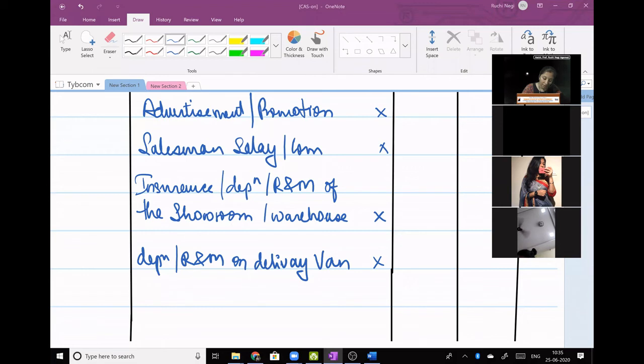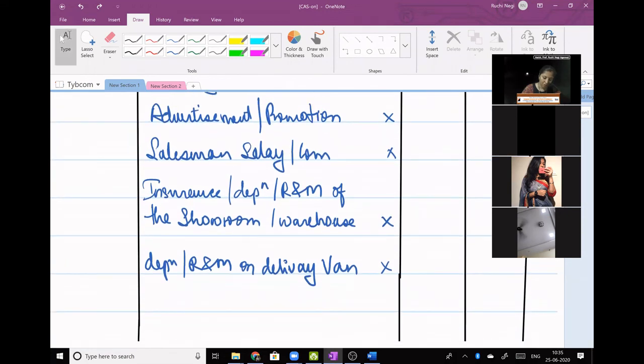Aradhya is asking, ma'am, how can insurance be part of selling and distribution overheads? Yeah, beta. I know insurance is a part of admin, but look at the word. Insurance is of your showroom and or your warehouse. So what are these places? These are the places where you keep your goods ready for sale. To see the connection, see the allocation. Allocation of showroom is not for raw material, it is not for WIP, it is for the purpose of finished goods. So it will come under selling and distribution overheads. Am I clear about this?